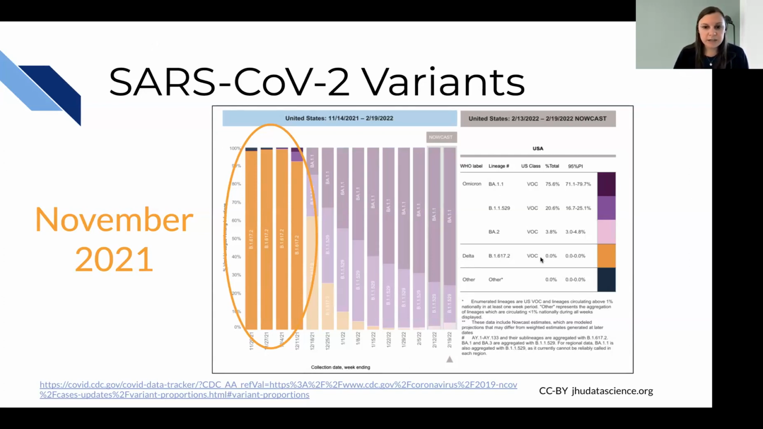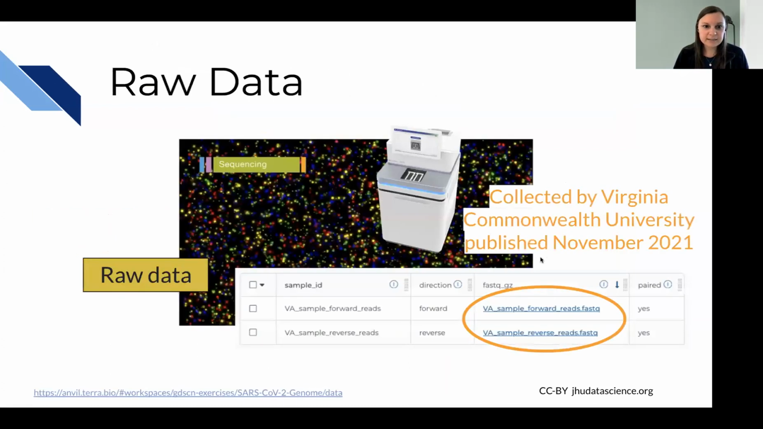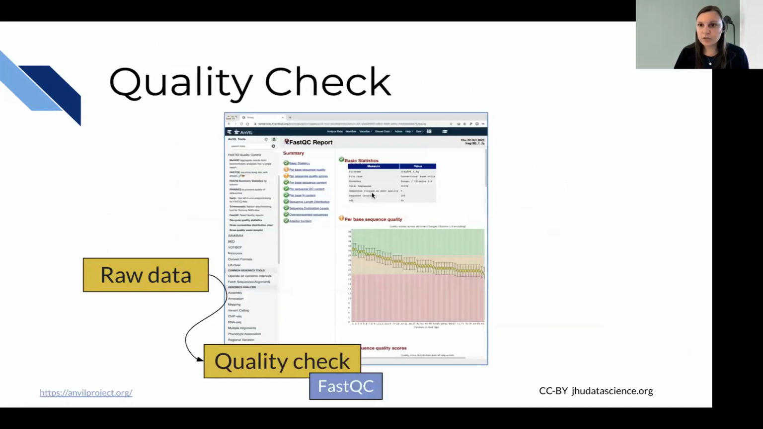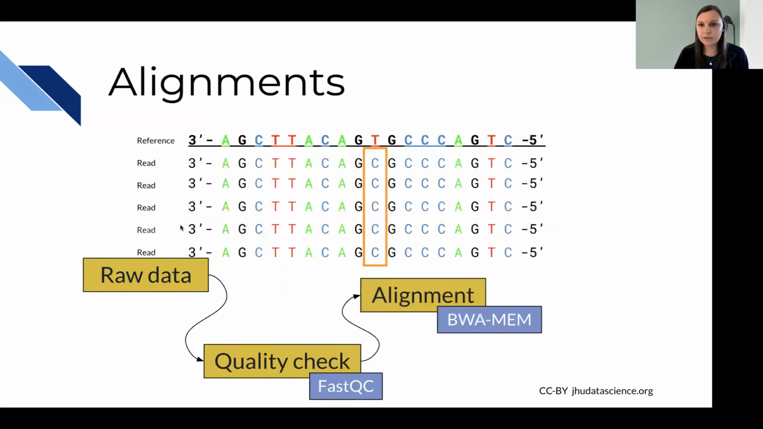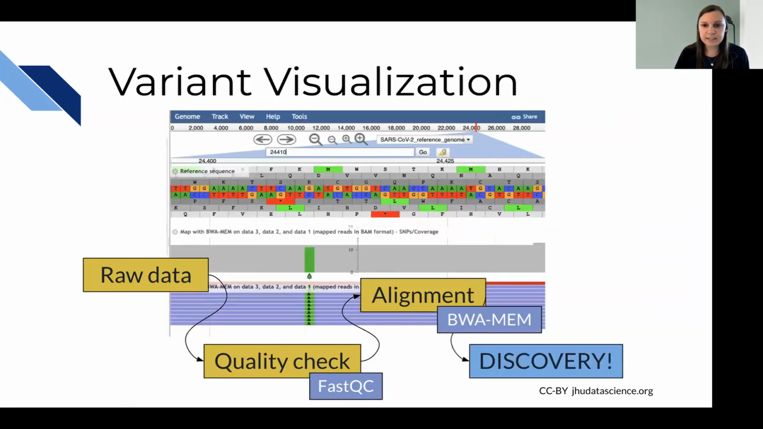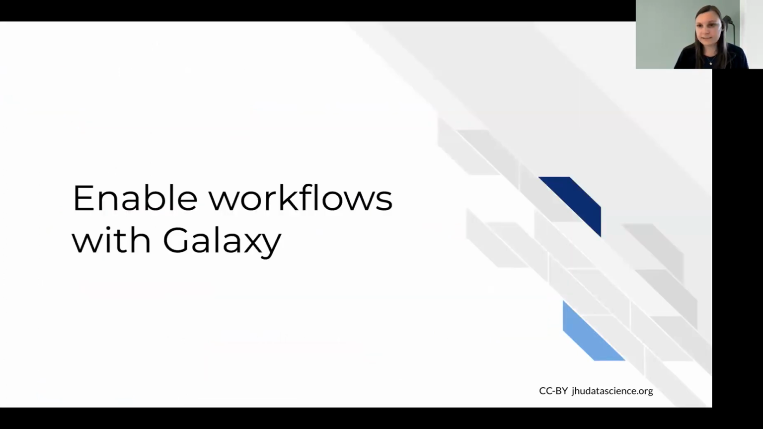So what we're going to do today is bring in some raw data that was collected by the Virginia Commonwealth University, that's ready to go in our workspace. We're going to bring that into Galaxy. We're going to do a quality check to see if we're going to be able to analyze that data set, quickly align it to a SARS-CoV-2 reference using BWA-MEM, and visualize a variant to understand whether our viral sample had the Delta variant or not.